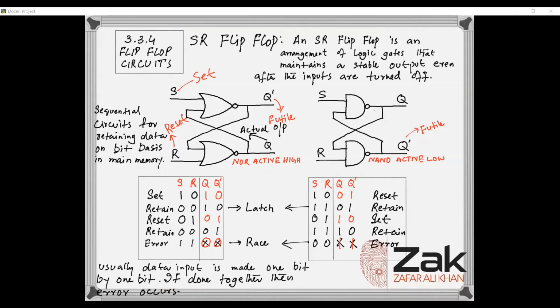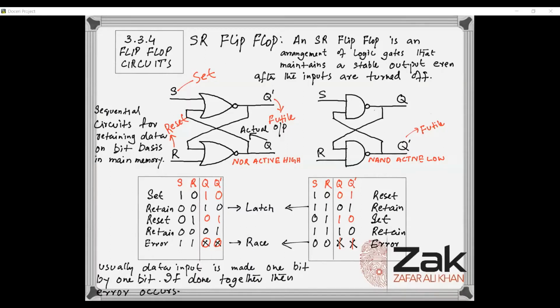And at any given time, if they both are given ones, or they both are set together, there would be an error, and we call that error race. In race, both Q and Q naught become 0. So if in a NOR based SR flip-flop both Q and Q naught are 0, this is said to be an error, and the error is regarded as race. Race means that the circuit is in a position which cannot be handled.